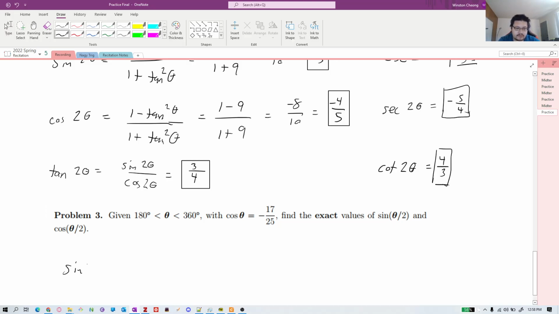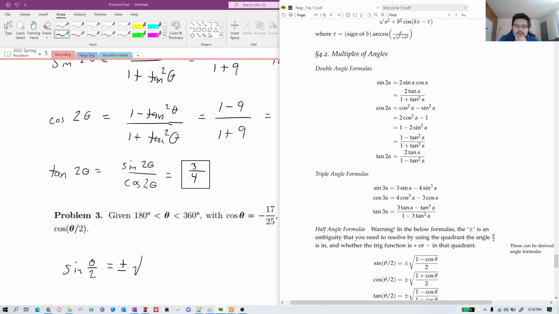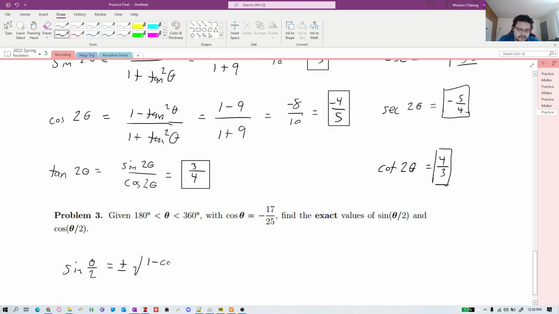So sine of theta over 2 is equal to plus or minus, and then there's some square root. So we would quickly consult our formula sheet. 1 minus cosine theta over 2. Okay. So we do have cosine, but we can't resolve this plus or minus unless we know what quadrant our angle theta over 2 is in.